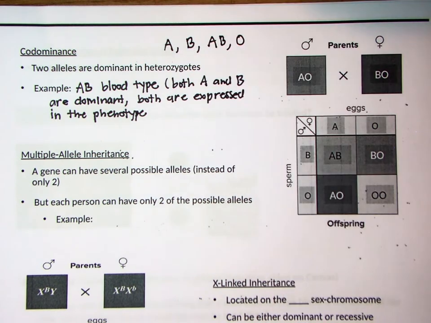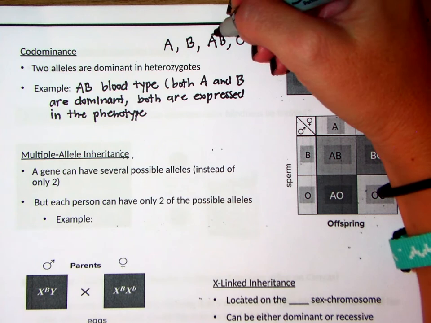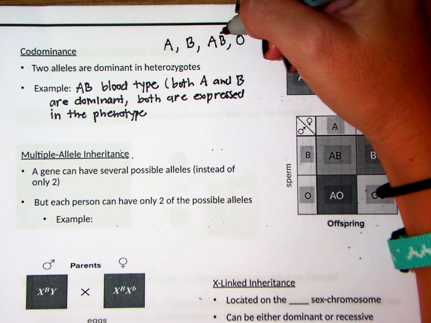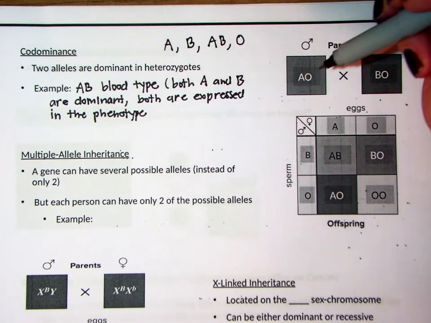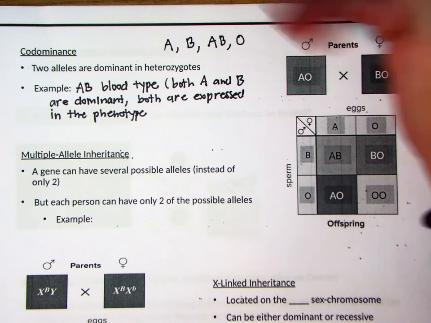So if you get an A allele and a B allele, you're going to have A and B antigens on your red blood cells. You'll have both. So codominance: both of the dominant alleles are expressed. So we know this guy here, the O allele, is recessive.